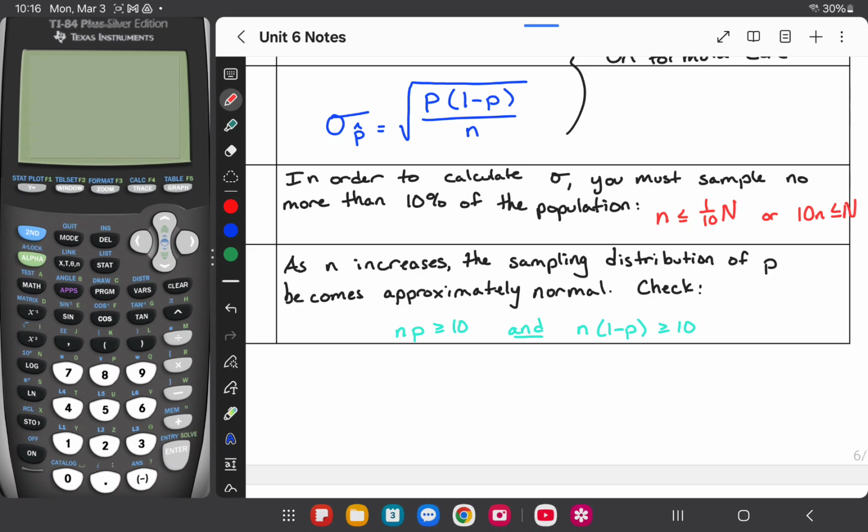So as an inequality, you could write that one of two ways. If you write it the exact way that we just said it, we would say that n is less than or equal to 1/10 capital N. In other words, your sample size must be less than or equal to 1/10 the size of your population.